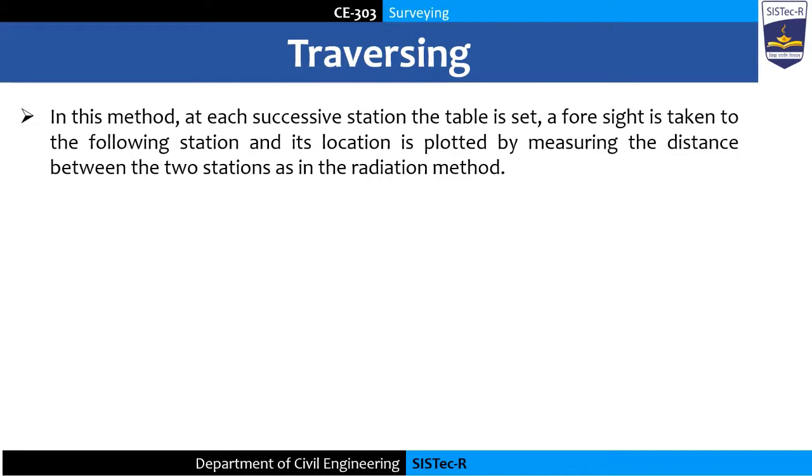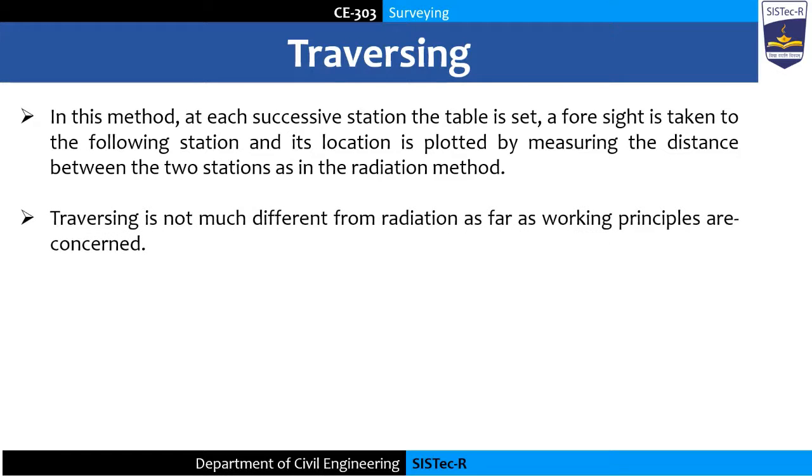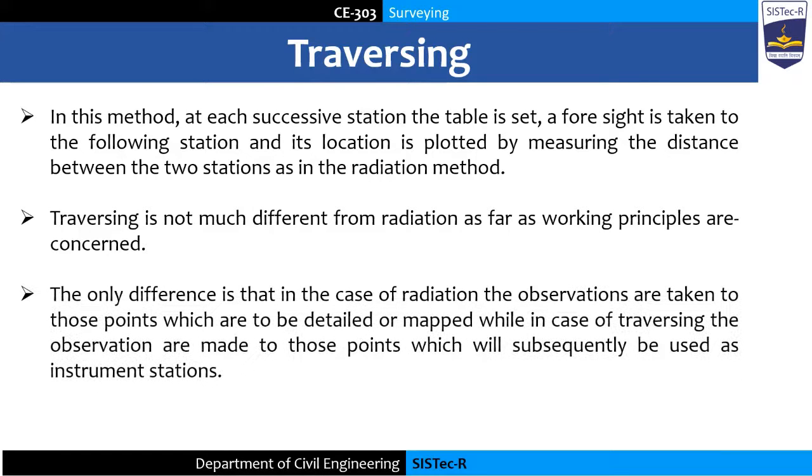A foresight is taken to the following station and its location is plotted by measuring the distance between the two stations, as in the radiation method. So this method is somewhat similar to the radiation method, but we have a small difference. Traversing is not much different from radiation as far as working principles are concerned. The only difference is that in case of radiation, the observations are taken to those points which are to be detailed or mapped, while in case of traversing, the observations are made to those points which will subsequently be used as instrument stations. This we will see when we see the plotting of traversing in plane table surveying.